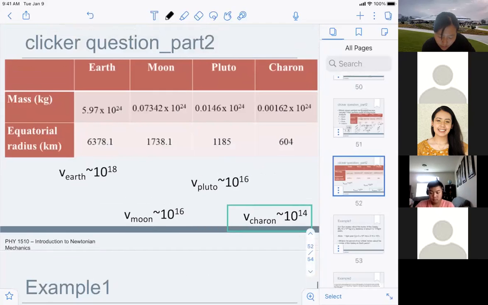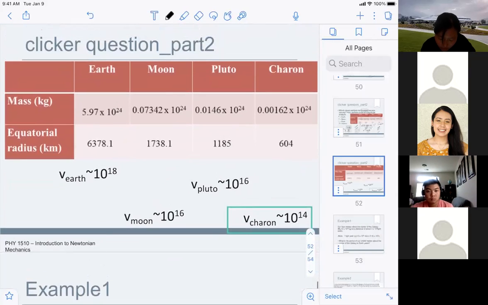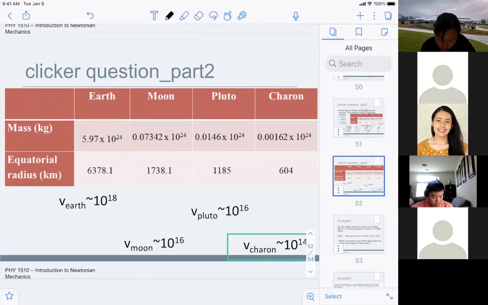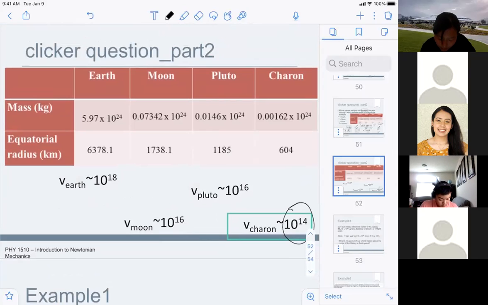And this is not 14. What did I miss? It's also 14. Okay, I believe here I made a mistake. It's not the 14, right? What did you guys calculate it to be? This 1, 2, 3, that's 21, and that is 5. So this is also on the order of magnitude of 16.